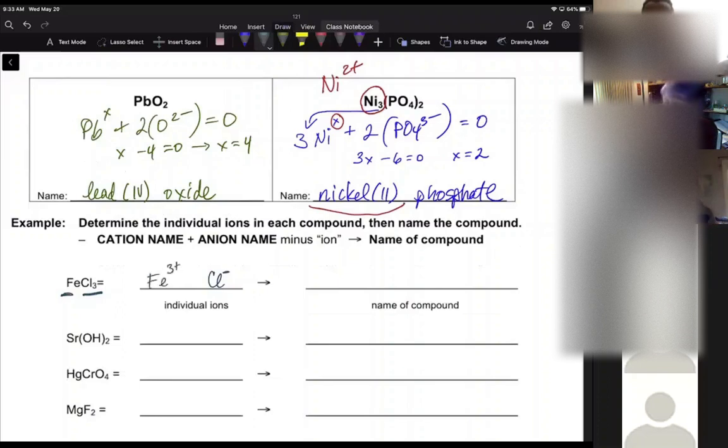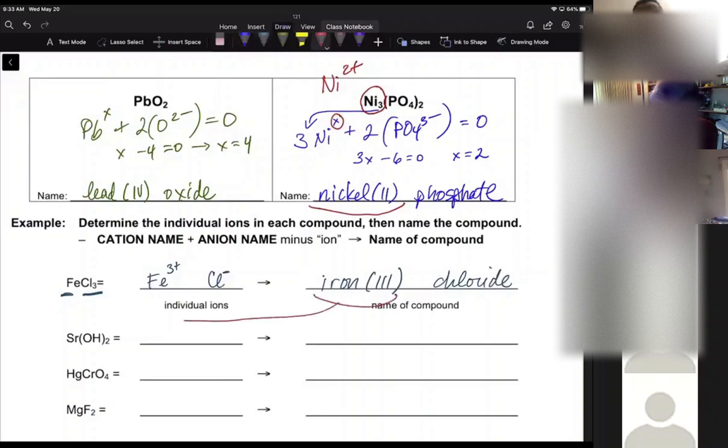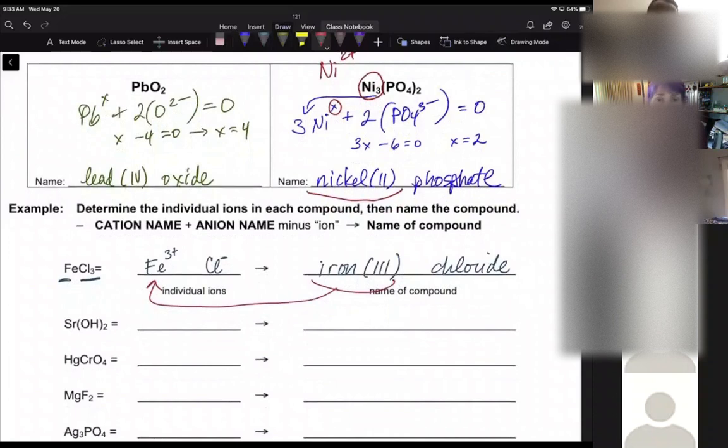That must be a 3 plus because there are 3 chlorides. So when I name it, I'm going to name the cation and the anion. Iron 3 chloride. So again, this name refers to that ion. It gives the charge because it's a variable transition metal. Okay, so go ahead and knock through these as quick as you can.